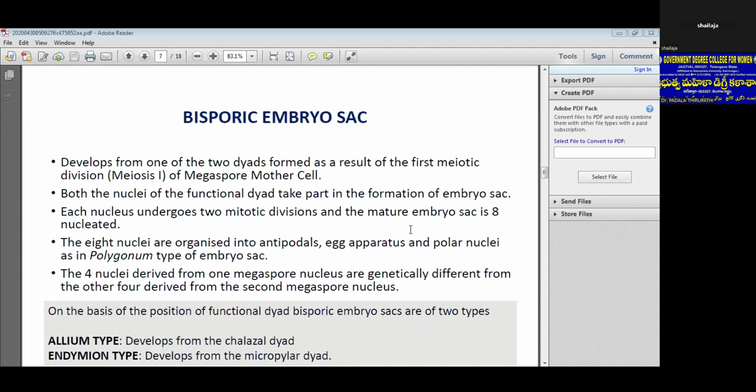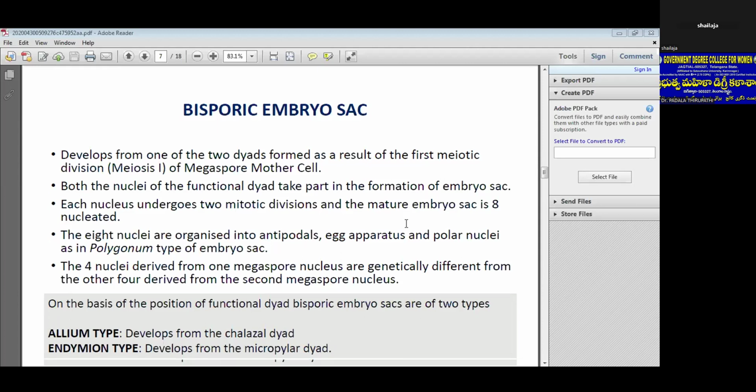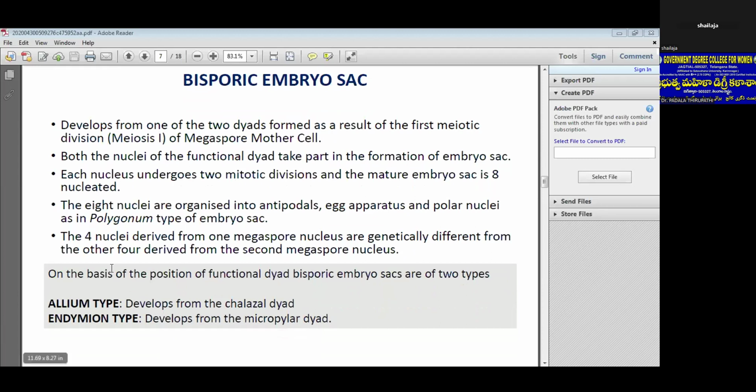Okay, so then coming to the second, the bisporic embryo sac. What is a bisporic embryo sac? The bisporic embryo sac develops from one of the two dyads formed as a result of the first meiotic division of the megaspore mother cell. The other dyad cell degenerates. On the basis of the position of the functional dyad, bisporic embryo sacs are of two types, the allium type and the endymion type.